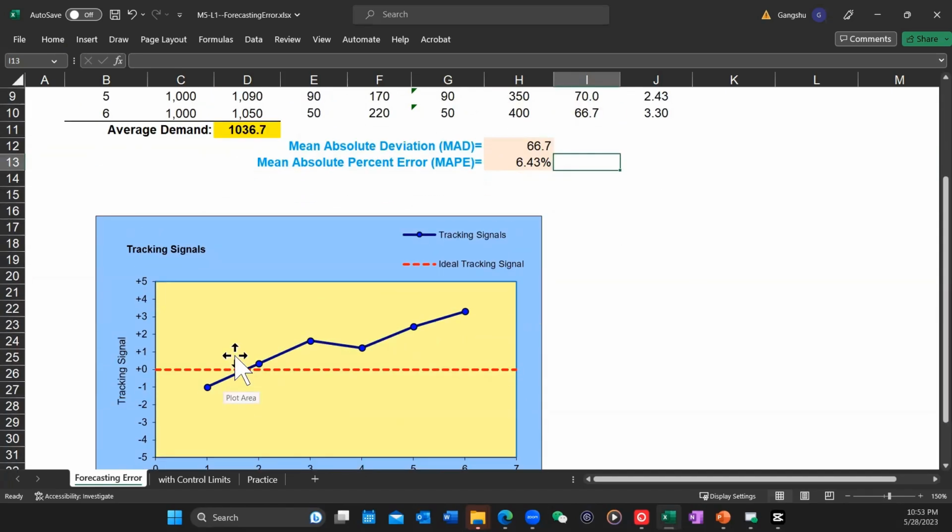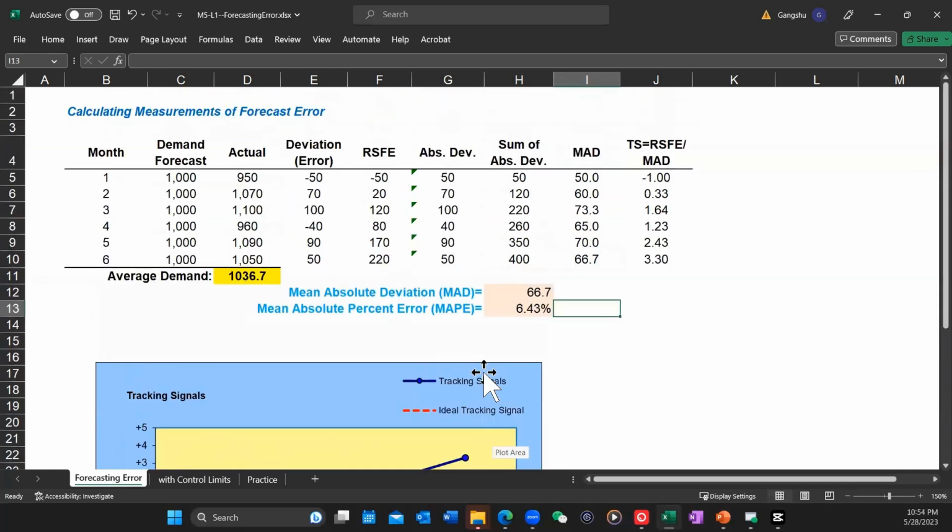Ideally, we would like to see the tracking signals randomly distributed along the zero horizontal line, okay? Randomly distributed along here. Whenever you see a continual increasing tracking signal like this or decreasing tracking signal, you should raise a concern about the quality of forecasting. Okay, that's what we have demonstrated for how to calculate measures of forecast error. Thank you.